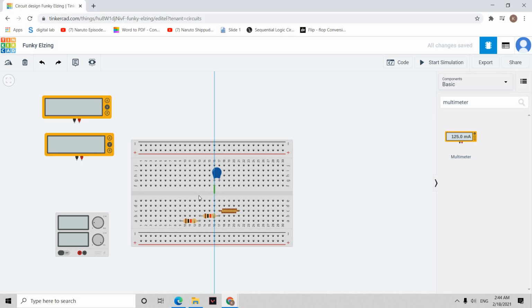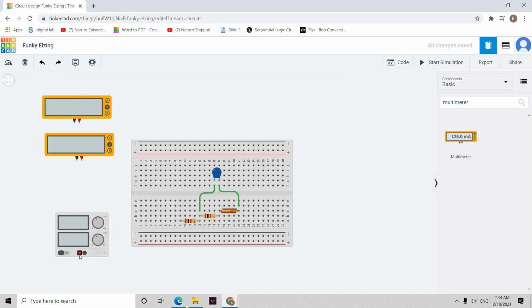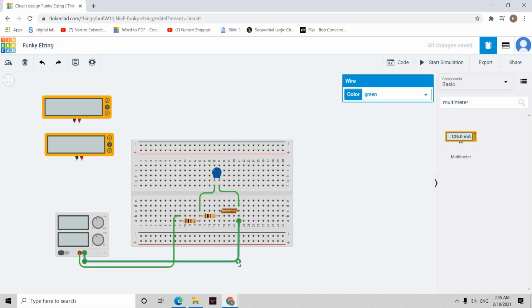So take a wire and place it like this. I'm going to change the voltage to 12 on the power supply and the current to 2, with the positive terminal over the first resistor and the negative terminal into the inductor.